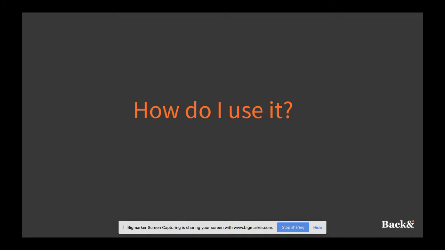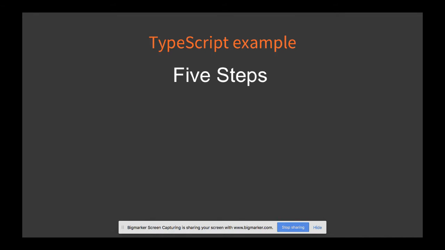So the fifth question: how do I use it? I suspect this is a part a lot of you have been waiting for. So we're going to look at how to use backend with an Angular 2 and Ionic 2 application using a TypeScript example. And there are five steps that are needed to get up and running with backend.